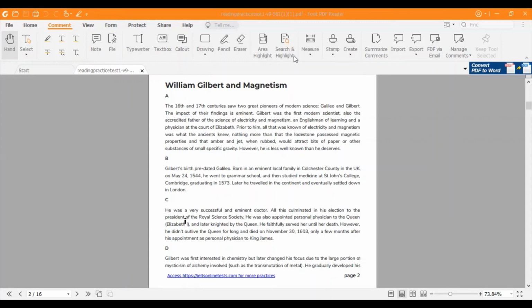Like for example, here. So this one, Gilbert's birthday. So it is not here. He was a very successful. It is not here. So Gilbert was first interested in chemistry. So it is here. So actually, it is here. Okay. So chemistry actually is in paragraph D. So we will move immediately to D, and that's it.